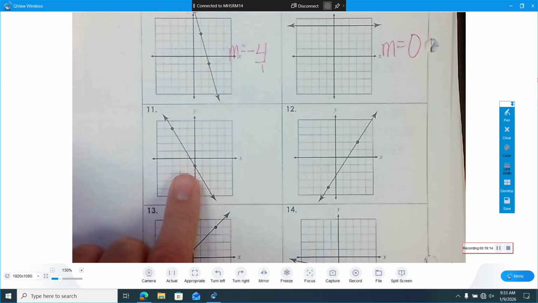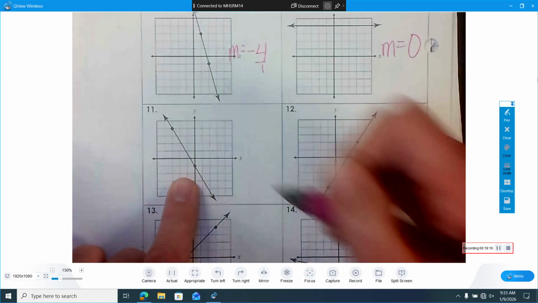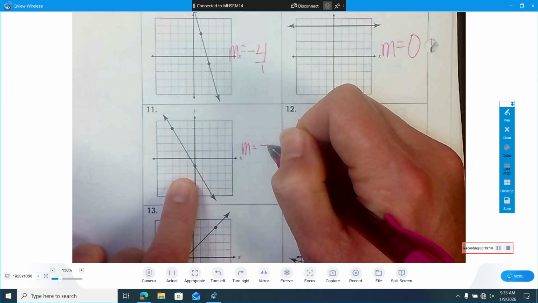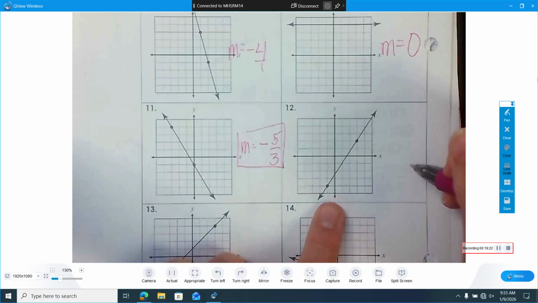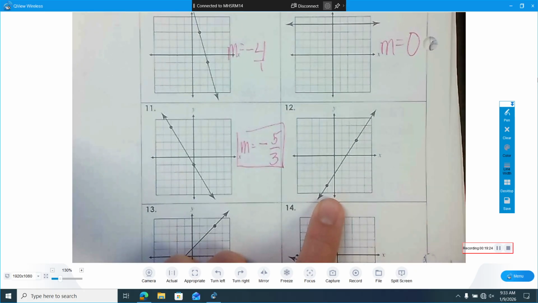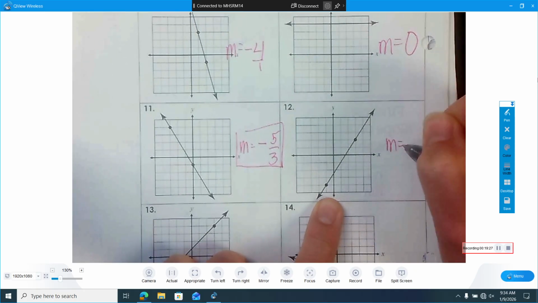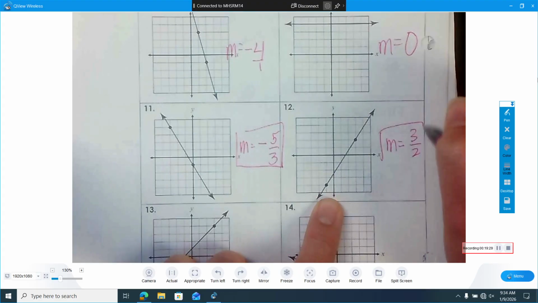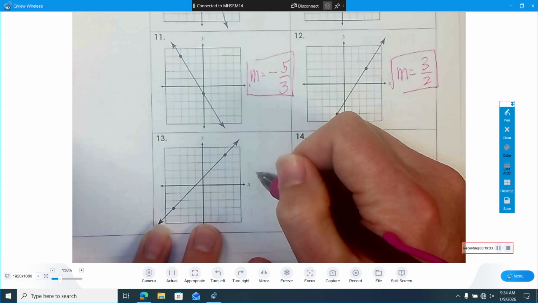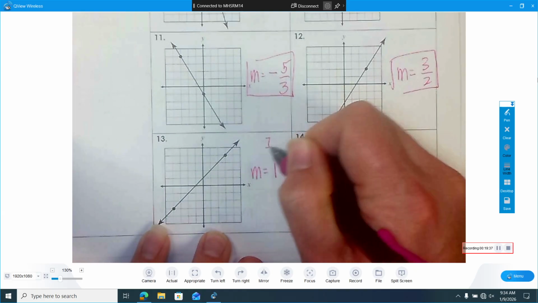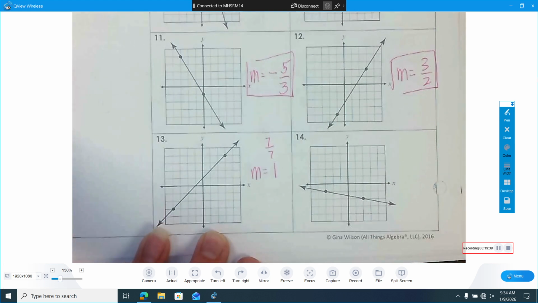Here on number 11, is this a positive or negative slope? Negative. It should be a -5 over 3 for that one. Number 12, is this a positive or negative slope? Positive. Positive 3 over 2 once you reduce it. Number 13 is 1. Yeah, the slope is positive 1. It was 7 over 7, and it reduces to a 1.